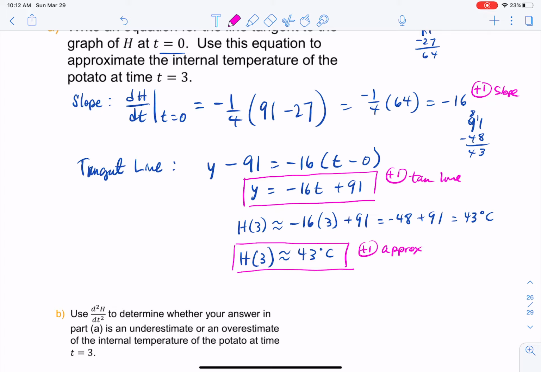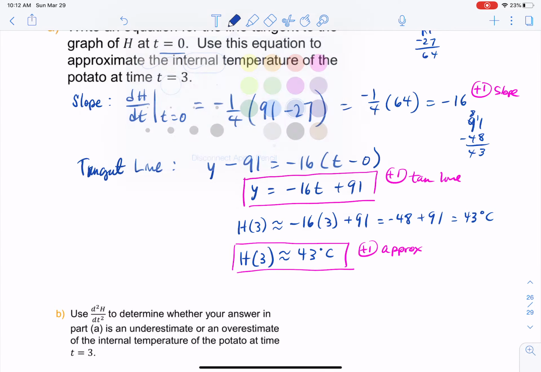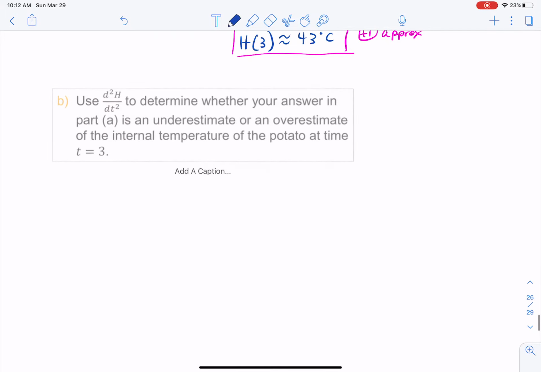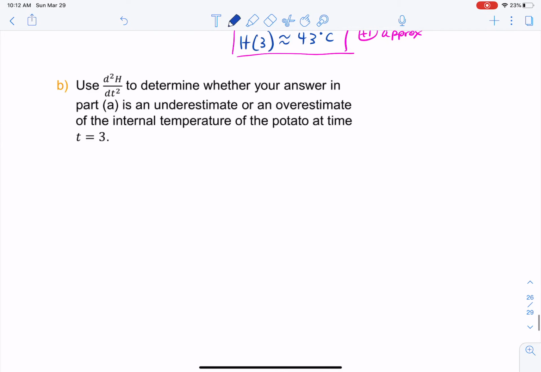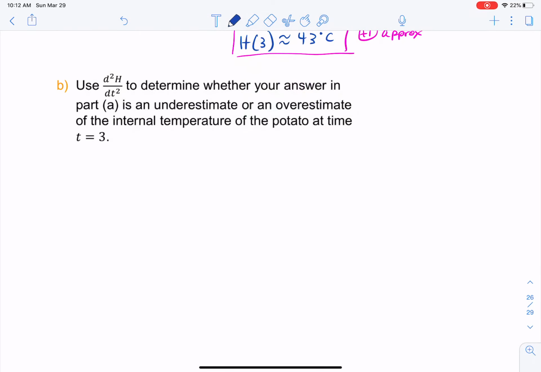Okay, which brings us to part B. On part B, it says to use the second derivative to determine whether that answer that we just got was an over or under approximation. An over approximation or an under approximation of what, did you ask? Well, the internal temperature of the potato, of course. So I need to start by just actually finding our second derivative.